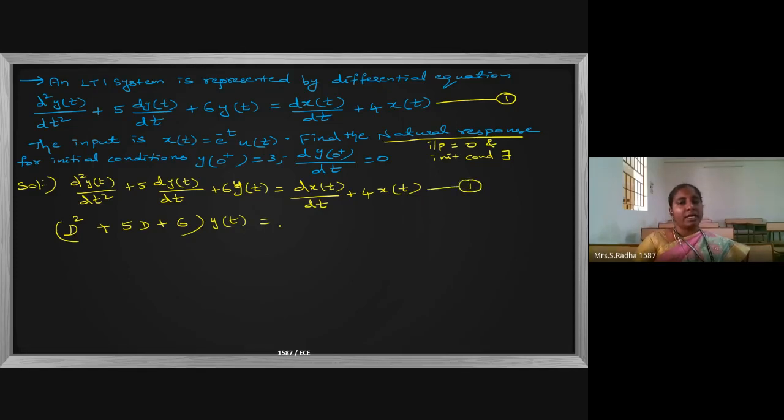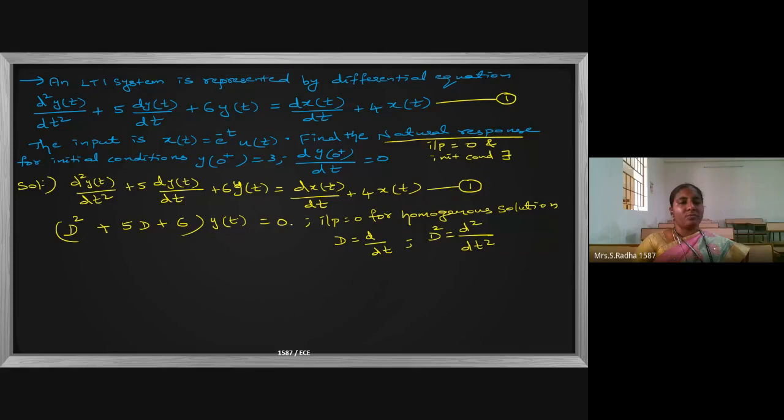On the RHS I will take 0, because the input is 0 for finding the natural response or homogeneous solution. That is why the RHS, x of t and its differentiation, is 0. Also, D means d by dt, so D square means d square by dt square. Like that I have got this equation.